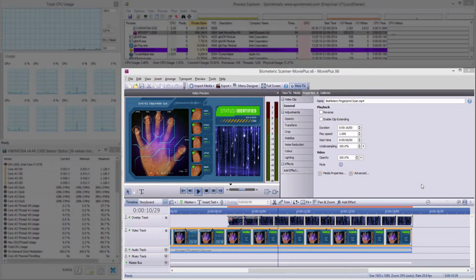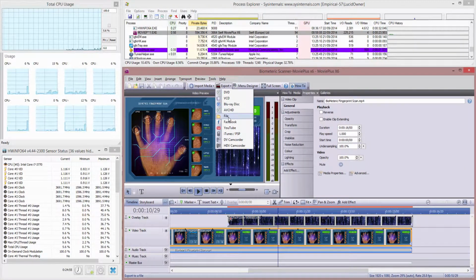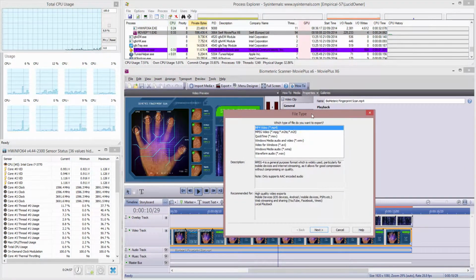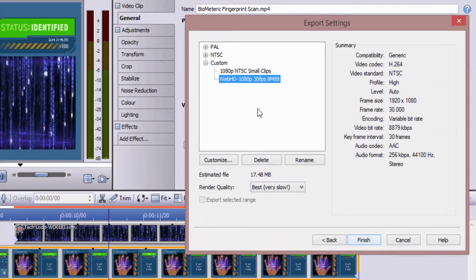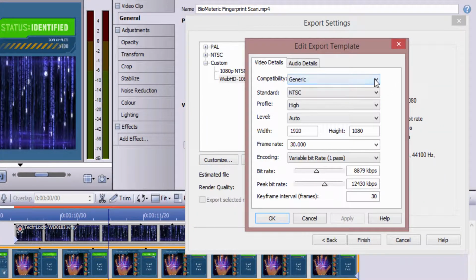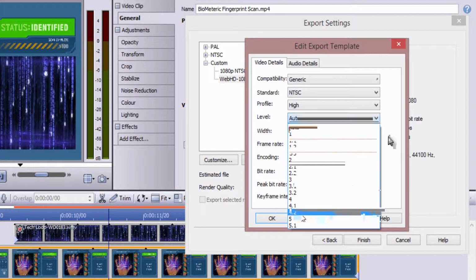And let's not forget, this is the star of the show, MoviePlus. So let's start the process. To do that, we have to do an export of the file. The first thing I noticed about this part of the process is this dialogue is quite informative and useful.